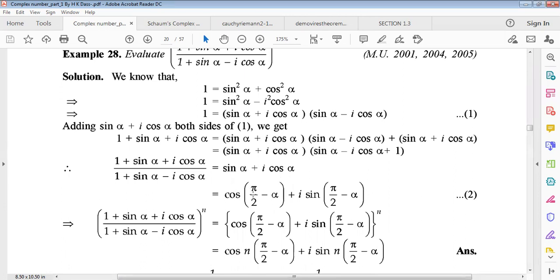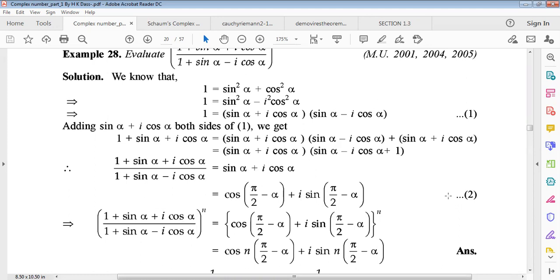Sin alpha can be written as cos(pi/2 minus alpha), since in the first quadrant cos is positive. Plus i cos alpha can be written as i sin(pi/2 minus alpha). In the odd quadrant, sin will be changed to cos, and in the first quadrant, sin is positive. This is why this can be written as this.